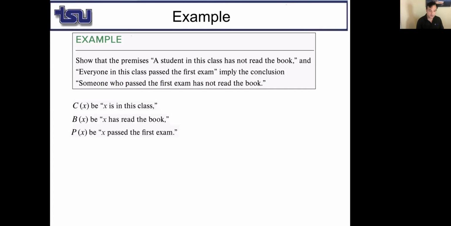Assume that we have C(x), x is in this class, B(x), x has read the book, P(x), x passed the first exam. What is the first premise? A student in this class has not read the book. That means there is a student in the school who is in this class and who did not read the book. That's premise one, right?